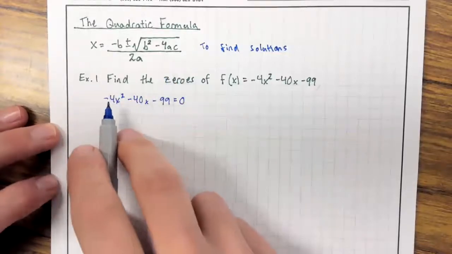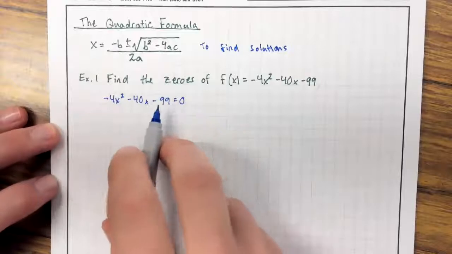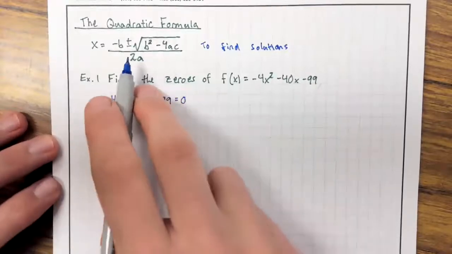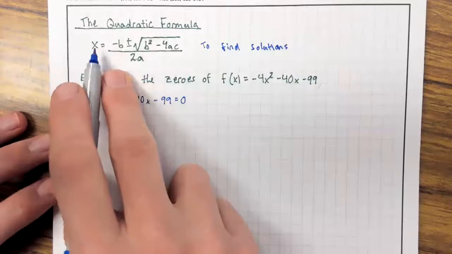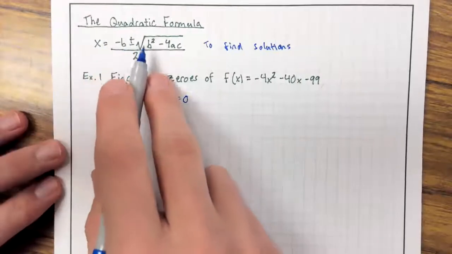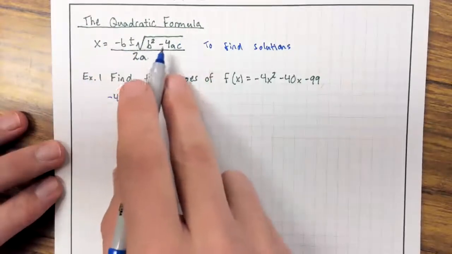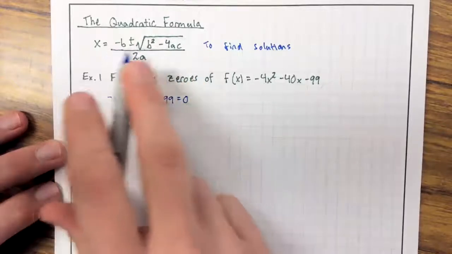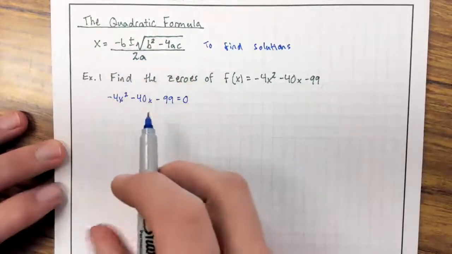The general rule is, if you don't think you can factor something within 15 seconds, just go ahead and do the quadratic formula. All right, so let's use it. X, which is like our solutions, our zeros, is equal to negative b plus or minus the square root of b squared minus 4ac, all over 2a. Highly recommend that you've memorized this equation. It's going to be pretty helpful to you.